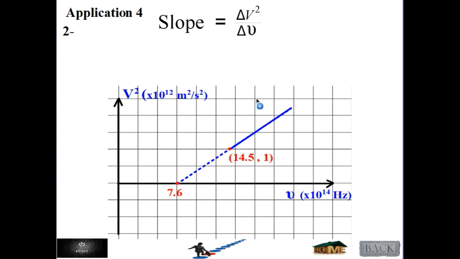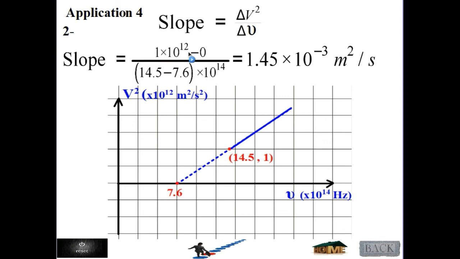We will take 2 points, these 2 red points. Then the slope is 1 times 10 to the power 12 minus 0 over 14.5 minus 7.6 times 10 to the power 14. Take care that 10 to the power 14 and 10 to the power 12 are given beside the units. So the answer is 1.45 times 10 to the power minus 3 meters squared over second.